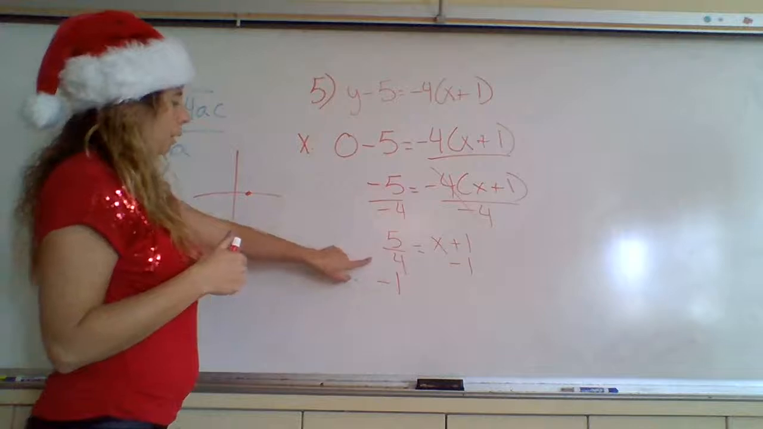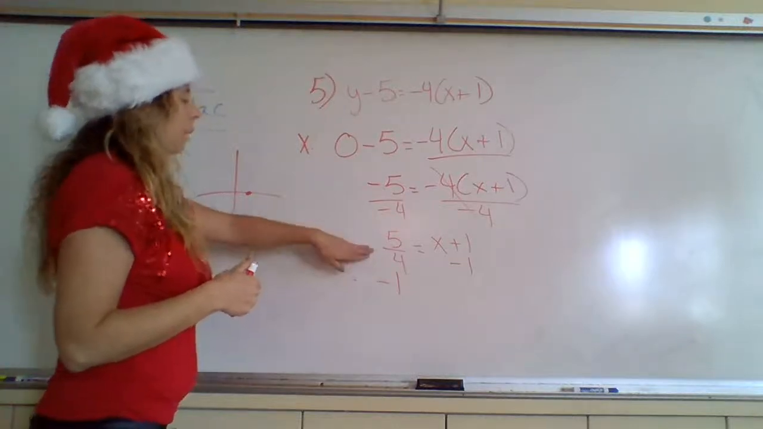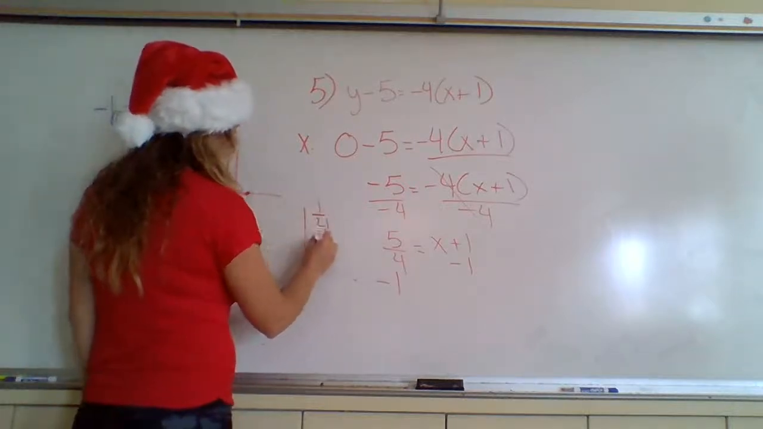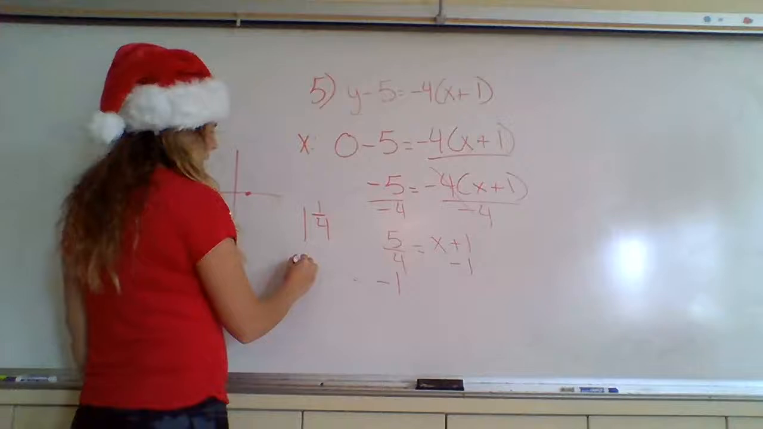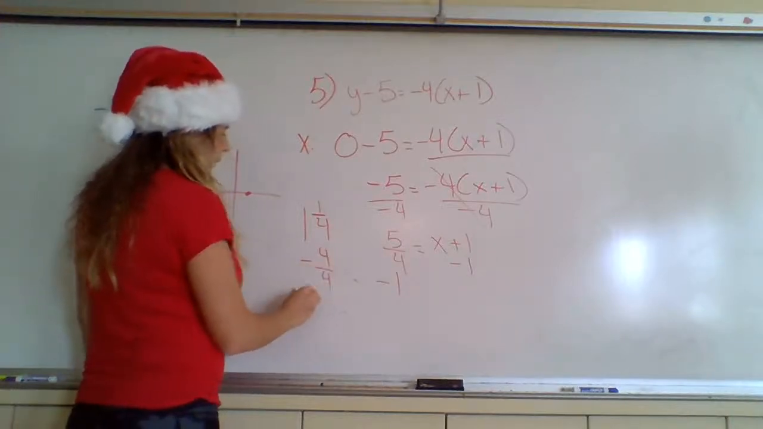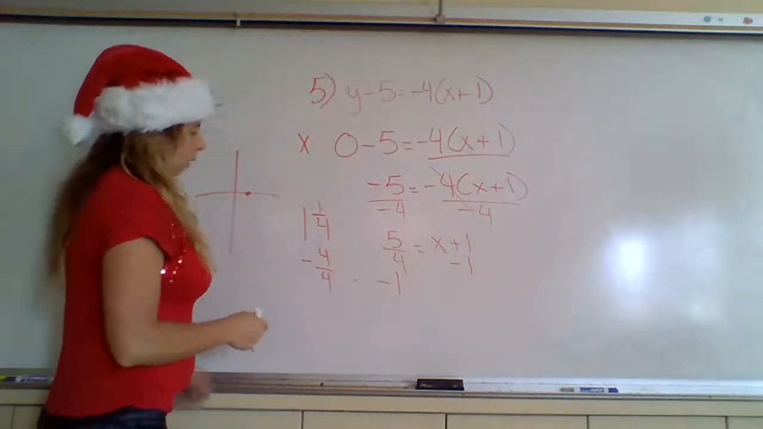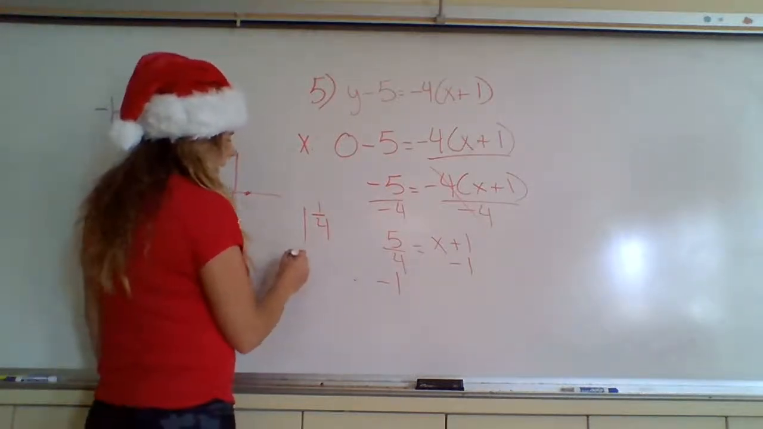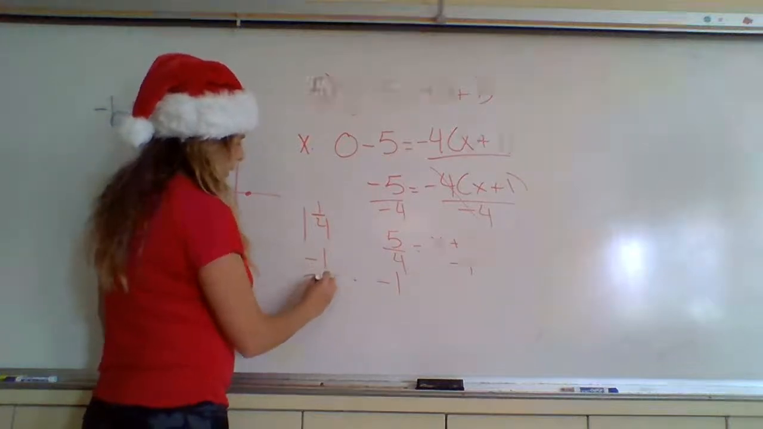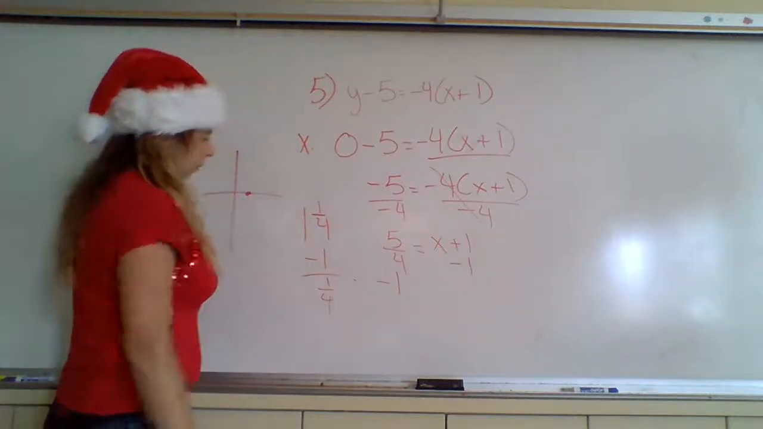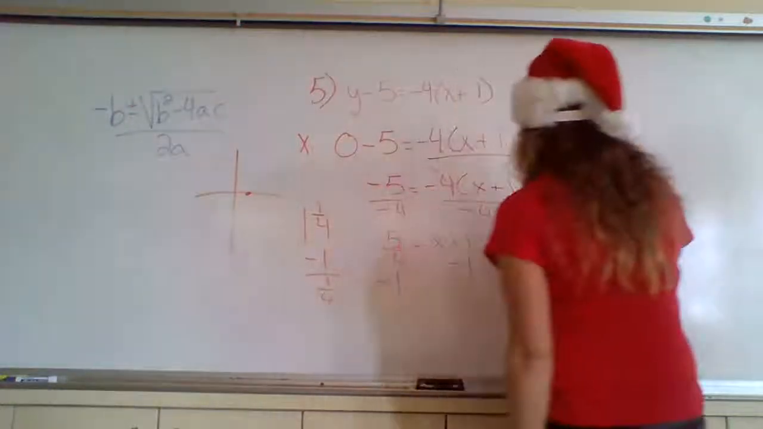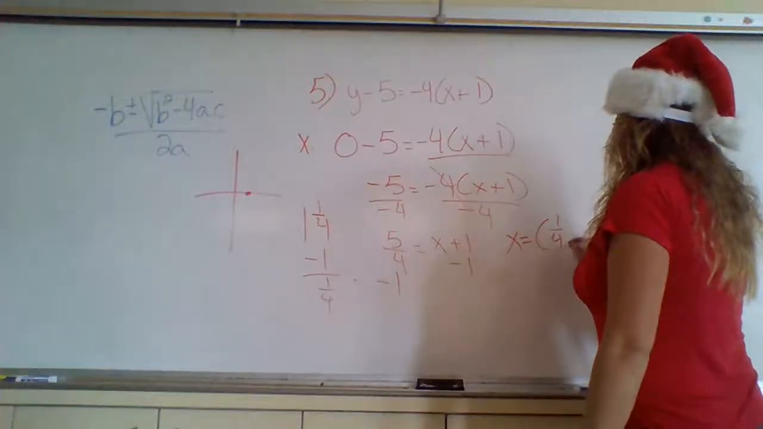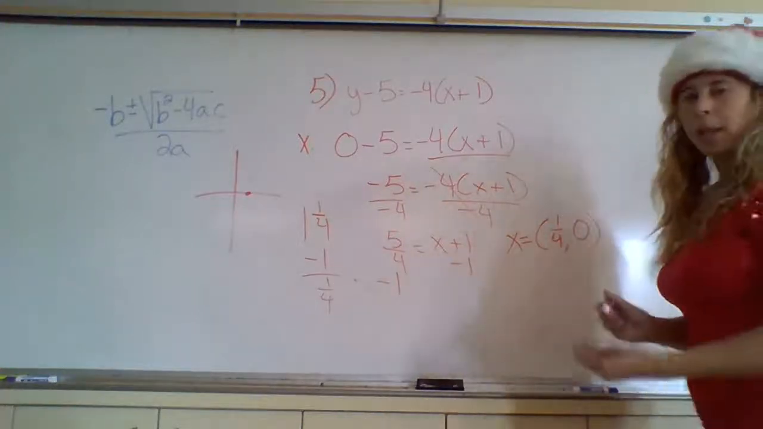If that's hard for you to see, you can write this as a fraction or as a mixed number. 5/4 as a mixed number is 1 and 1/4. Or you could write negative 1 as a fraction, which would be negative 4/4. I did that first, so we'll do that. So that's 1 and 1/4 minus 1, which is just 1/4. So x equals 1/4 and y is 0. That would be your x-intercept for number 5.